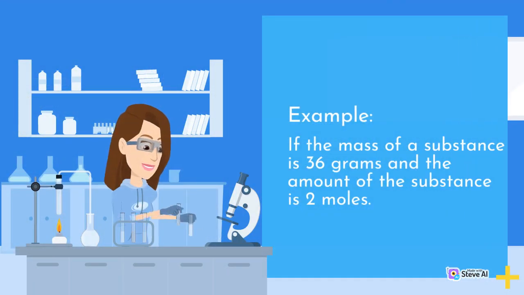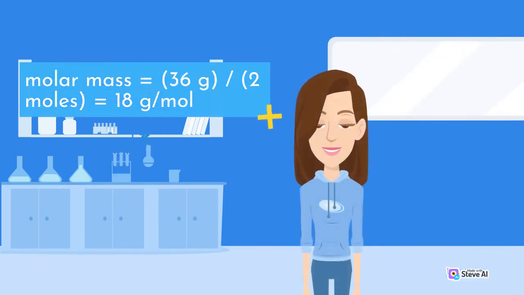Example: if the mass of a substance is 36 grams and the amount of the substance is 2 moles, molar mass equals 36 grams ÷ 2 moles, equals 18 grams per mole.